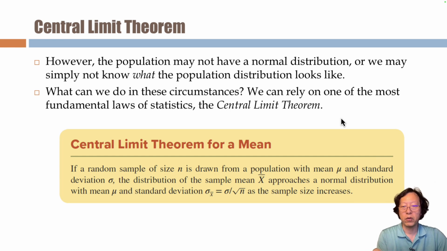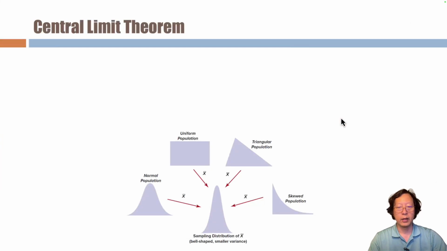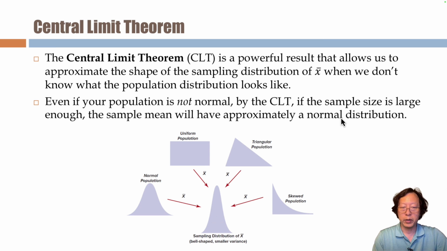However, how big an n do we need? We said with enough samples, the sample mean x bar will follow the normal distribution. By the central limit theorem, it doesn't matter what the original one was. Uniform, if you calculate x bar, it will be normal. Triangle population, x bar will be normal. Skewed population, x bar will be normal.